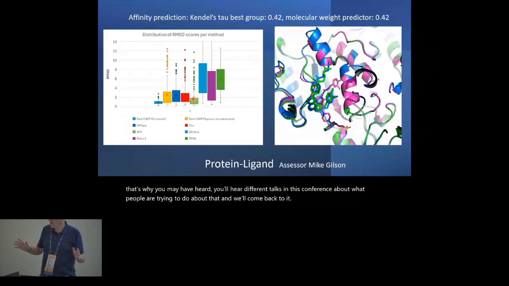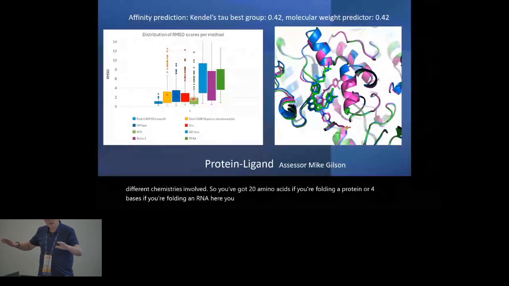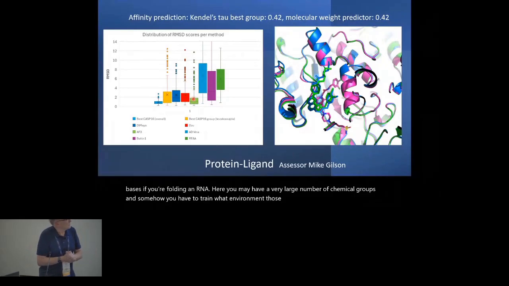Again, why? Lack of training data, good old knee-jerk response. And in this case, a lot of different chemistries are involved. So you've got 20 amino acids if you're folding a protein, or 4 bases if you're folding an RNA. Here you may have a very large number of chemical groups, and somehow you have to train what environment those chemical groups actually would like.